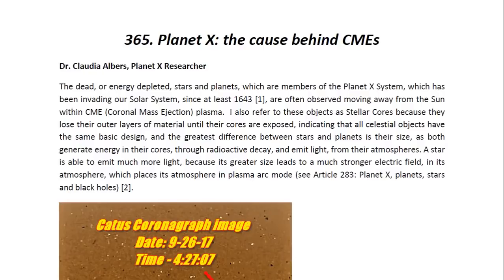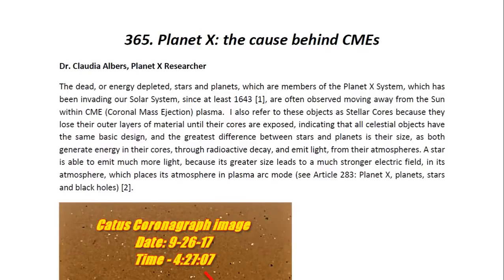This one is entitled Planet X, the Cause Behind CMEs. Now, the dead or energy-depleted stars and planets, which are members of the Planet X system, which has been invading our solar system since at least 1643, are often observed moving away from the Sun within CME, which stands for coronal mass ejection, plasma.